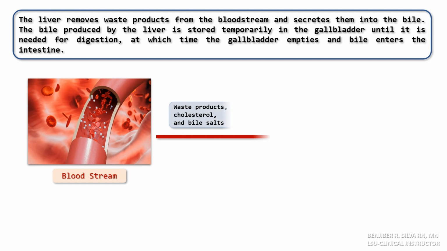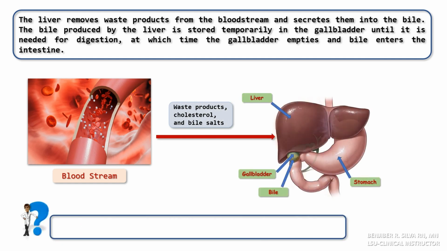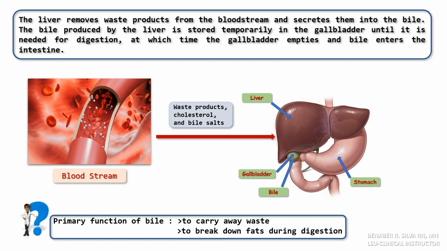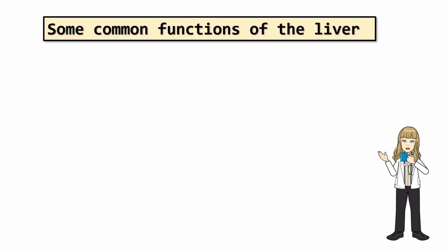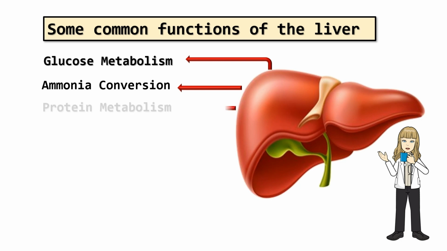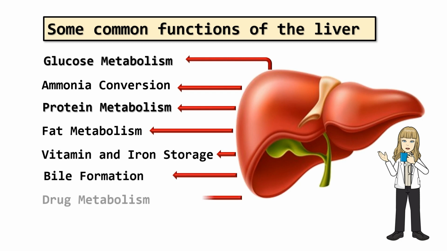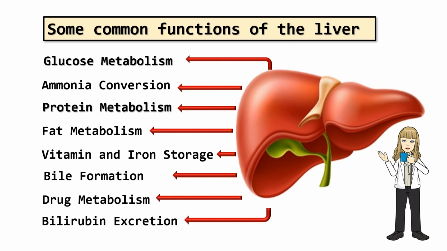The bile produced by the liver is stored temporarily in the gallbladder until it is needed for digestion, at which point the gallbladder empties and bile enters the intestine. Some of the most common functions of the liver are glucose metabolism, ammonia conversion, protein metabolism, fat metabolism, vitamin and iron storage, bile formation, drug metabolism, and bilirubin excretion.